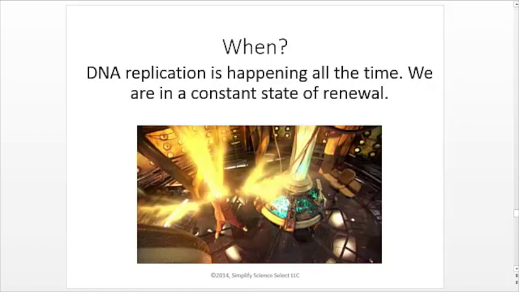So when do we see DNA replication? All the time. Constantly. As you are listening to this lecture, you have cells going through DNA replication. We are in a constant state of renewal. Now some cells are going through it and some cells aren't. We'll talk about the stages of when cells are doing what, but all the time some of your cells are doing this. It's mind-blowing to think about, the constant state of renewal that we're in. We're like rivers.